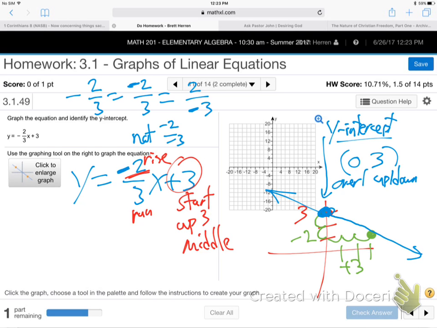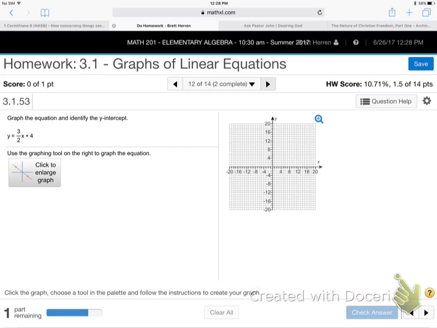All right, I'm going to move along. More and more comfortable with all this. All right, try this one. So y equals 3/2 x plus 4. So try that one. You get your first dot, and then do the rise and run to your second dot.